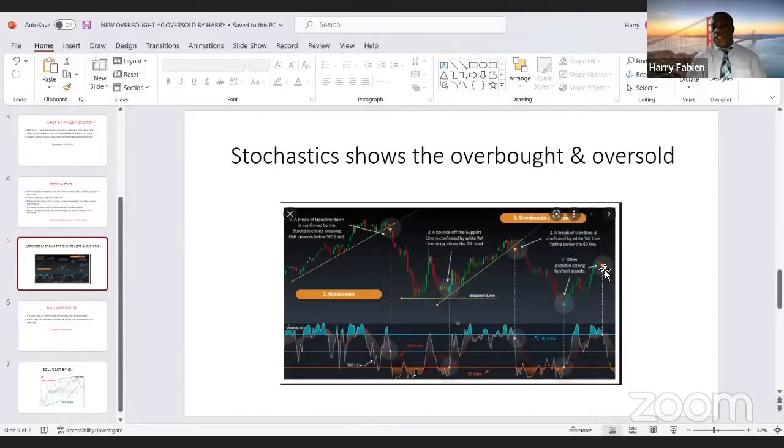As soon as you also see here it crossed down the 80, it's too much. It's been overbought. Too many people bought. See, it goes up. Now it's overbought here. Time is going to go down.